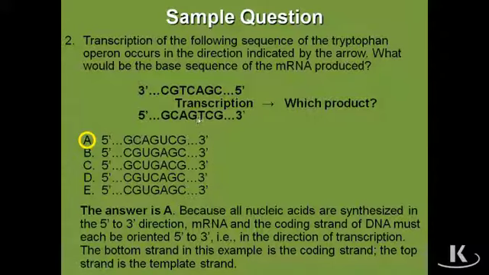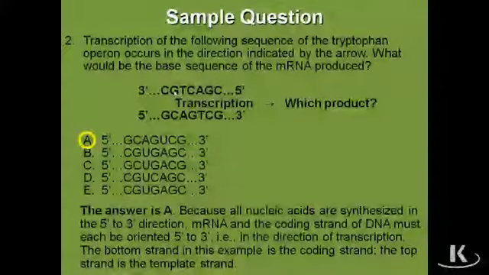Okay, GCA, GTCG. The correct answer is the same, GCA, but it's GUCG. Right? It's the same as the coding strand here, except the T's have been replaced with U's. So if you're given the coding strand, it's very easy. Use the same sequence, just replace the T's with U's, and you're there.